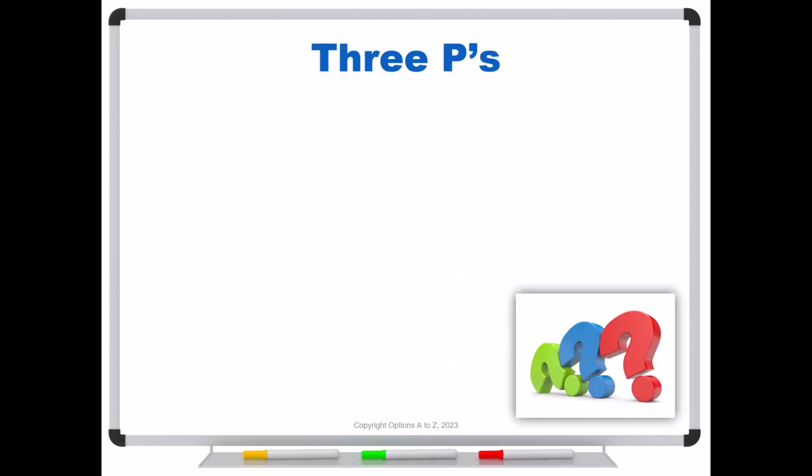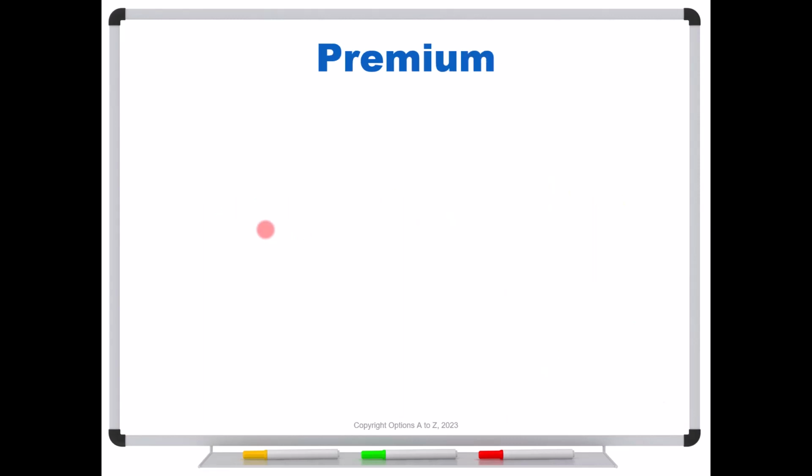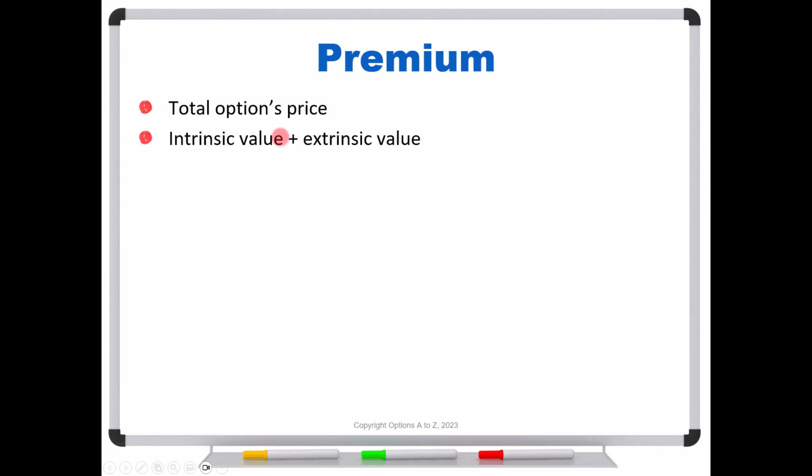So, the three P's, what are they? Well, the first one is premium, the second is payoff, and the third is profit. So, how are these used? Well, let's start with premium. The premium is simply the total option's price. It's the intrinsic value plus the extrinsic value.